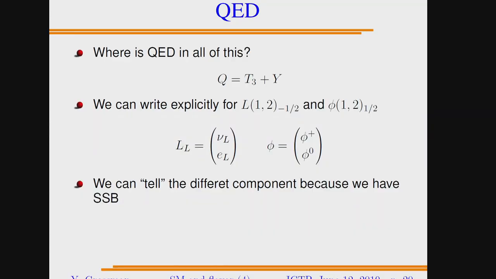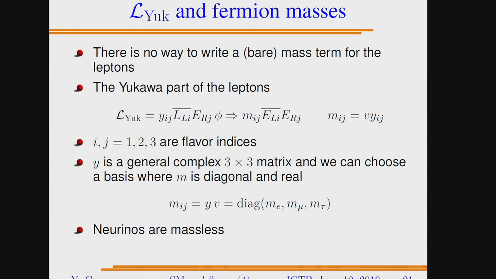Okay? So far, I just kind of play with the Lagrangian, and when I play with the Lagrangian, talk about spontaneous symmetry breaking, I kind of see where I am. I see that after the breaking, I have one unbroken generator that I identify with electromagnetism, and I see what the charges of those things are. So now let's see that this really looks like the photon, okay?